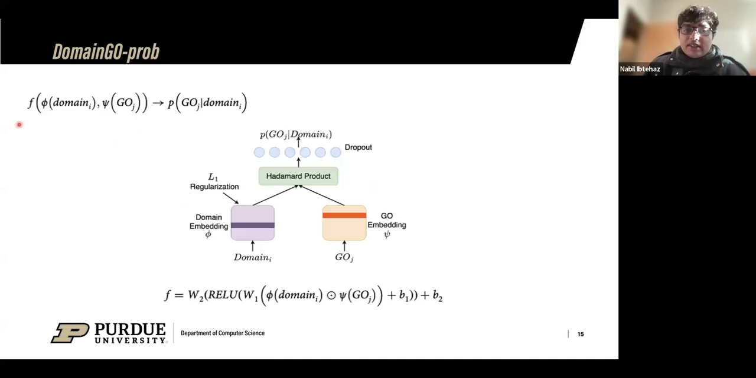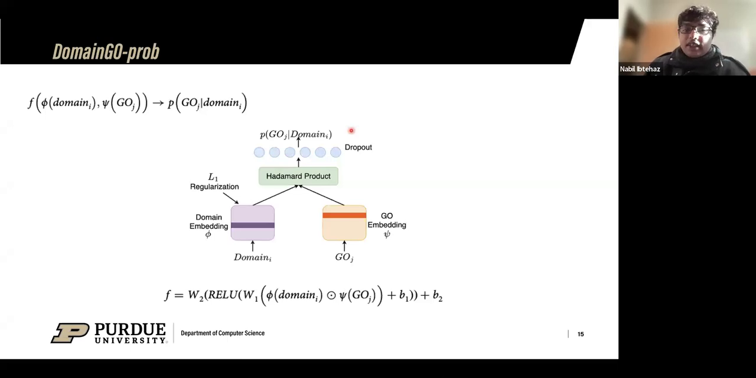We model this learning using a simple neural network. For the domain representation, we have a learnable embedding matrix for the domains, and for the GO representation, we have a learnable GO embedding matrix. From this, we have obtained the representation of both domains and GO terms. Now we need to model this bivariate function, and we can model it using a simple shallow neural network. Our model will compute the Hadamard product between their representations, and we will have a single layer of neural network to predict the conditional probabilities. Now there are multiple considerations here.